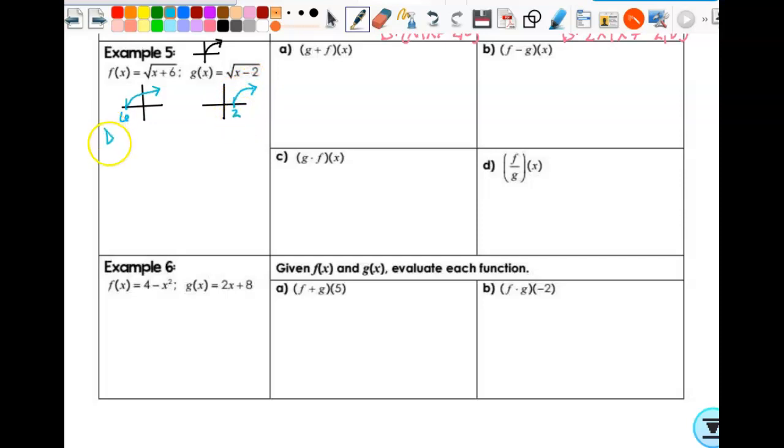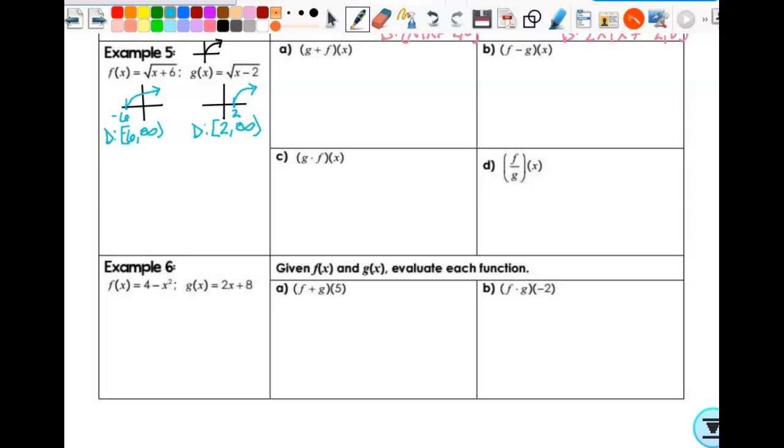So my domain here is going to be from 6 to infinity, and my domain here is going to be from 2 to infinity, right? So, -6, dang it, -6, -6. I think I heard somebody whisper that. Could have yelled at me. I'm sorry, what? I'm sorry, start over. I didn't hear what you said.